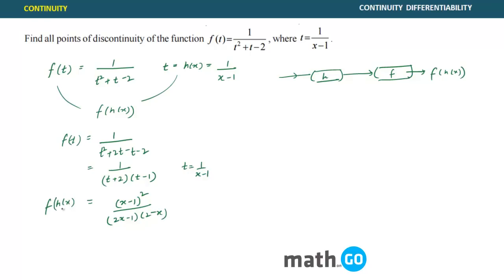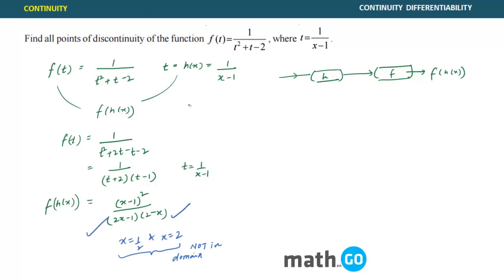Now I can say this. If somebody asks you at what values of x this machine will not work, your answer would be that this will be discontinuous at x equal to 1 by 2 and x equal to 2. Why? Because they are not in the domain. They are creating a problem in terms of domain, because the denominator becomes 0 at these two values.